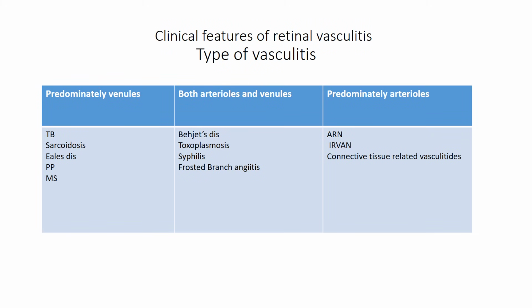In most cases, retinal vasculitis predominantly affects the venules, although simultaneous involvement of the arterioles and venules may occasionally be observed. However, in specific entities such as acute retinal necrosis, Irvine syndrome, and connective tissue-related vasculitides, arterial involvement is more characteristic.